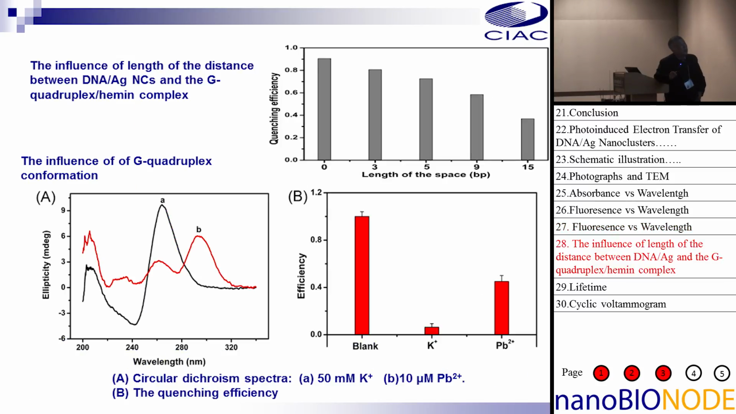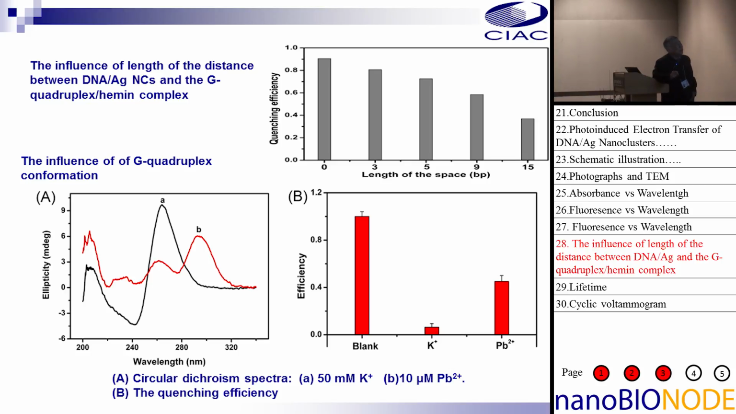For example, this is the length of the distance between the DNA silver nanocluster and the G-Quadruplex plus Hemin complex. If it is 3 base pairs, then 5 or 9, and so on. It means that as the distance increases, the quenching decreased quite a lot.